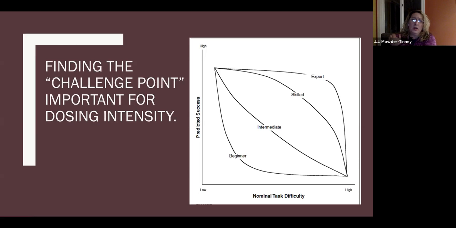And when I lecture to therapists, everybody always asks, well, how hard is too hard, and how hard should we be pushing them? And I don't know that any of us really know that answer. It's just the just right challenge.